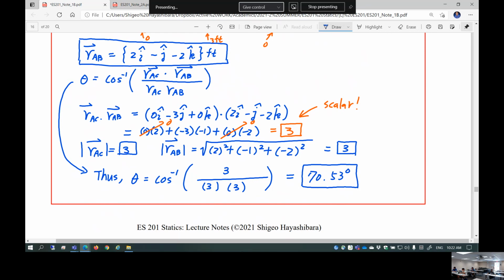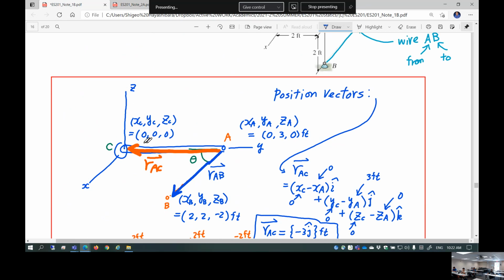So I hope you understood how it goes. This is the application of dot product to find the angle between two vectors. First of all, you have to express the line using two position vectors. Suppose there's a force involved, you are going to find out the position vector first and then turn the position vector into a unit vector specifying that direction.